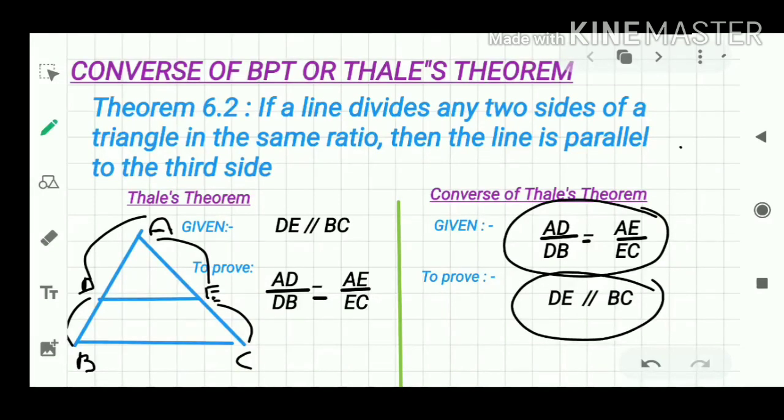So what is given in Thales theorem, it is to be proved in converse of Thales theorem, and what is to be proved in Thales theorem, it is given in converse of Thales theorem. So I think I am very much clear to differentiate between Thales theorem and its converse. Now I am going to prove it.